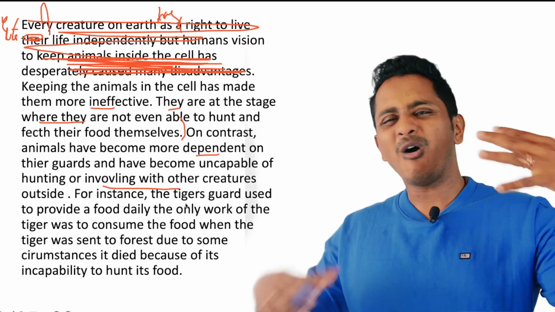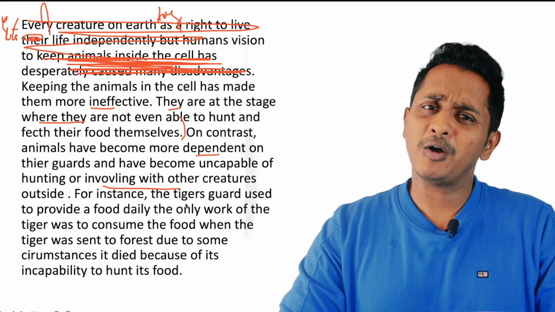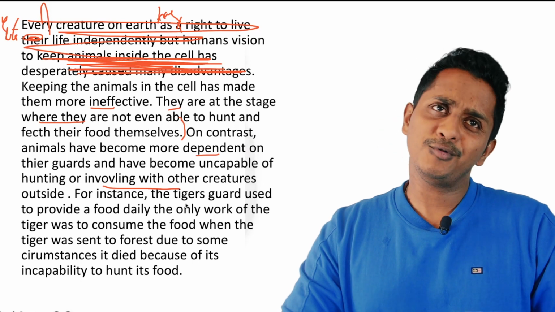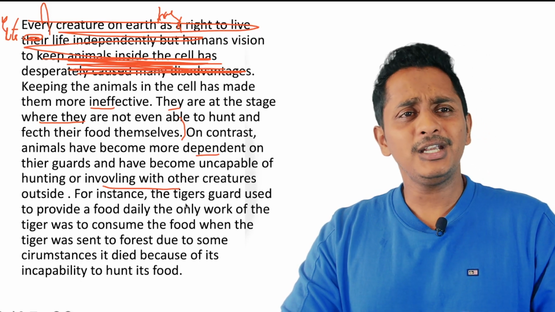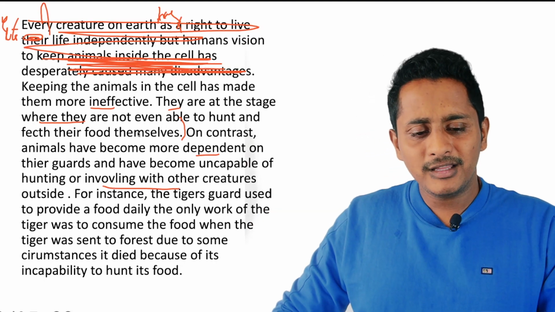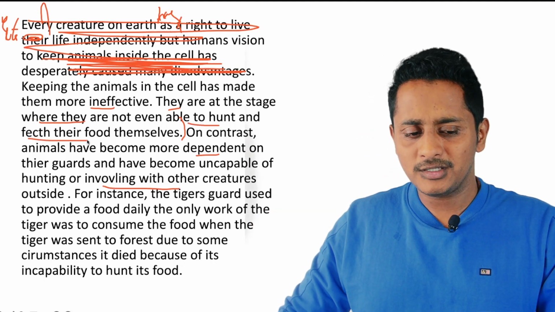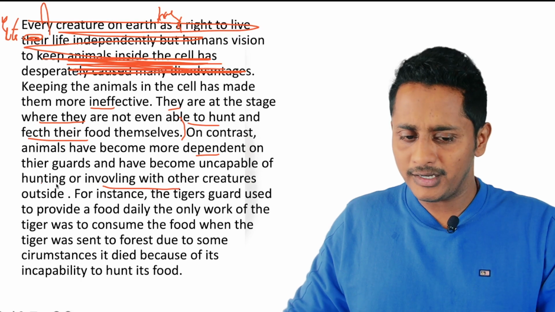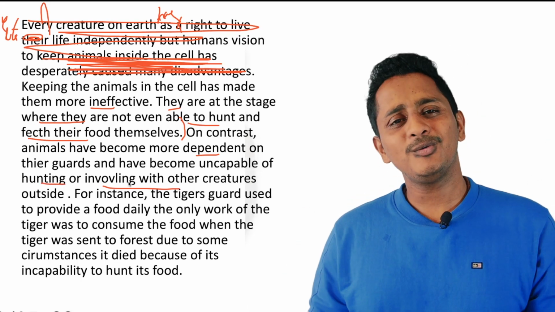Don't you think it's all become pav bhaji? The first line talks about how it makes them more ineffective. The second line is a continuation of the first line. The third line is again a different thing. They are not even able to hunt and fetch the food. They become incapable of hunting. Same thing, only rewritten, isn't it?